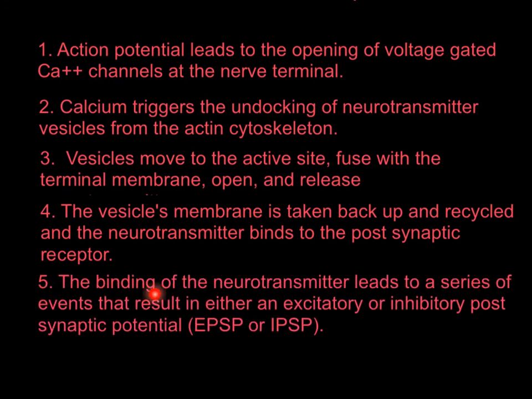And 5, the binding of the neurotransmitter leads to a series of events that result in either an excitatory or an inhibitory postsynaptic potential, an EPSP or an IPSP. Remember those because you will hear those a lot. So that's excitatory postsynaptic potential, that's a depolarizing potential, or inhibitory postsynaptic potential, that's a hyperpolarizing potential. And that's the bare bones version of what happens in synaptic transmission. For the next video, we'll talk about neurotransmitters and some of their effects.